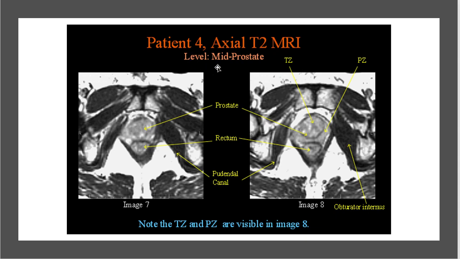Here's an axial of patient 4, T2 MRI, mid-prostate, prostate, rectum, pudendal canal. In image 8, the transitional zone and peripheral zone are apparent. Transitional zone is here. Peripheral zone is apparent here. Here's the rectum. Here's the pudendal canal again. This is the obturator internus muscle.